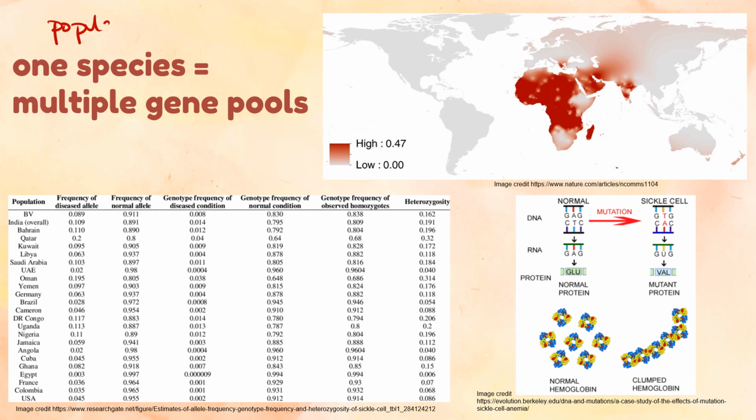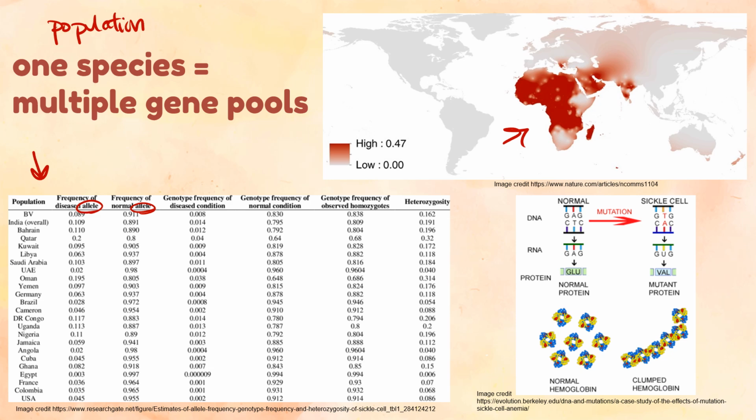Remember that a population is a group of organisms of the same species in the same place at the same time. Because we can have populations of the same species in different places, we can put humans in more than one location on the planet. We can have multiple populations, and therefore we can also have multiple gene pools. This map is showing us the frequency of sickle cell trait across the planet. This data table is actually showing us the frequency of just the allele that leads to sickle cell compared to the frequency of the normal hemoglobin allele.